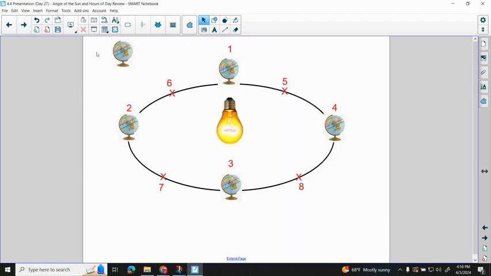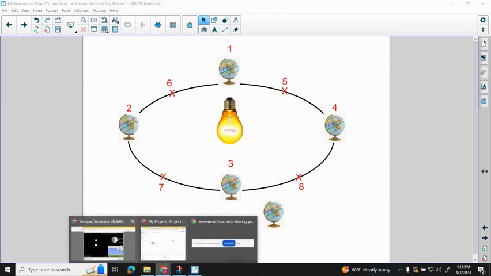Coming over here, remember we did this with the globe where we moved it around and we noted that the axis of the Earth was always pointed in the same direction. And because of that, as it moved around the sun, the direct rays were either north of the equator or south of the equator or right on the equator over here.